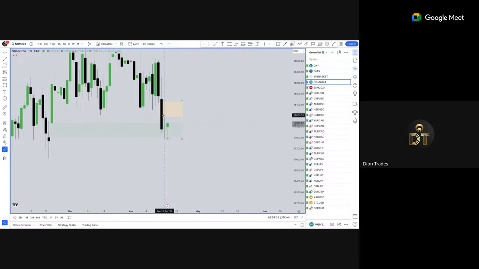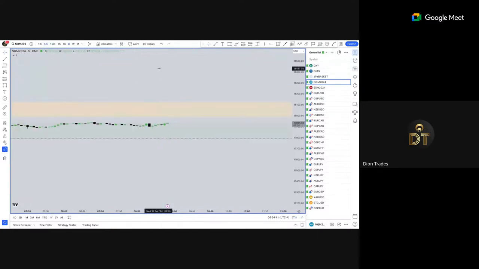So you see, clear draw on liquidity is going to be the daily buy side.